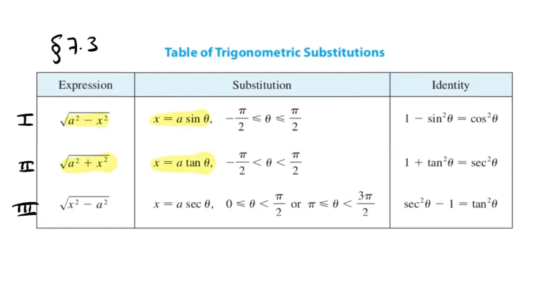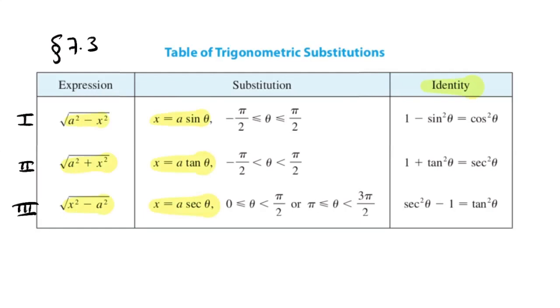Sum of squares, tangent. Difference of squares with the variable first, secant. The corresponding relevant identities are written over there to help simplify that. But in all cases, the square root is removed because you're just taking the square root of a square.